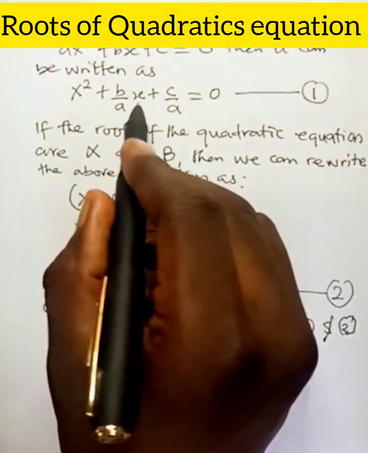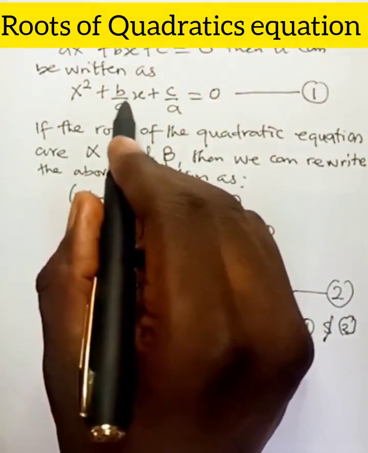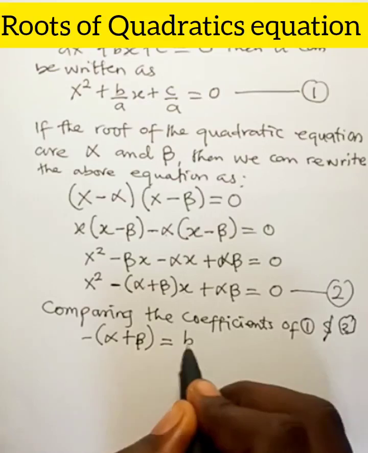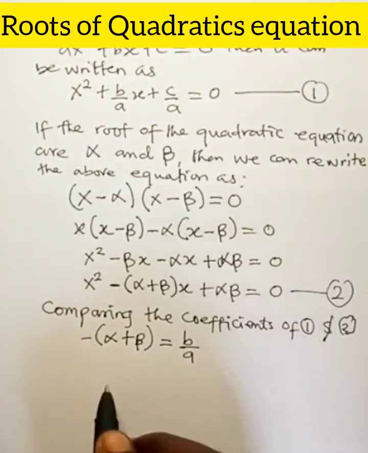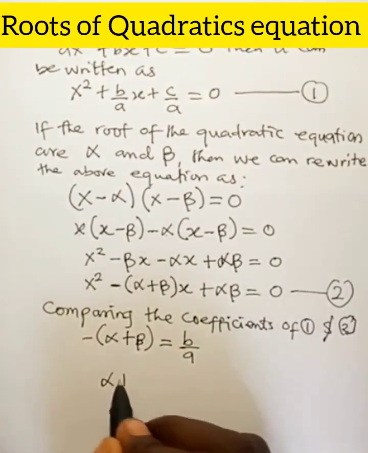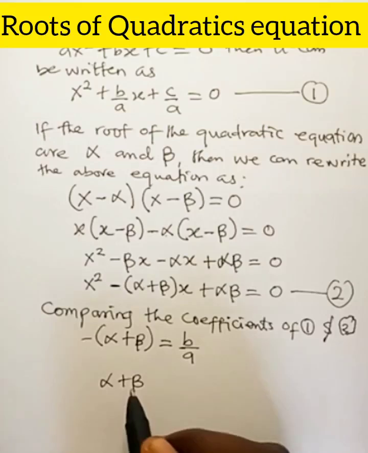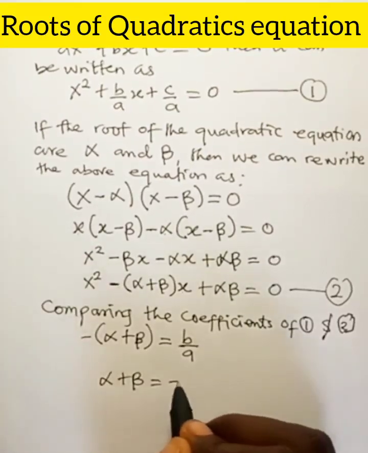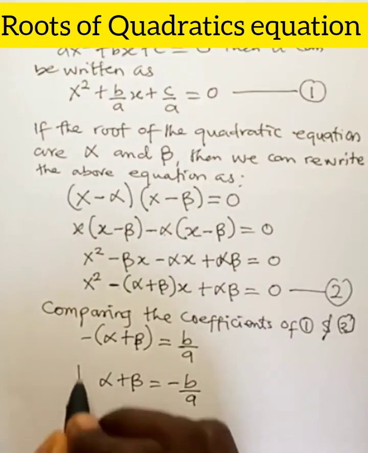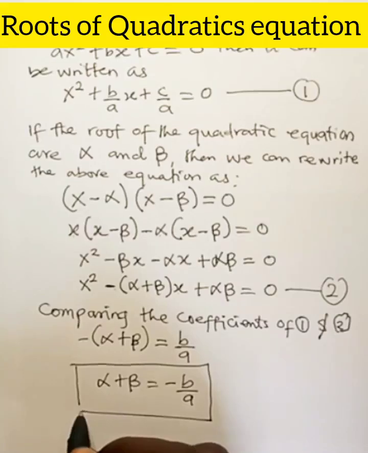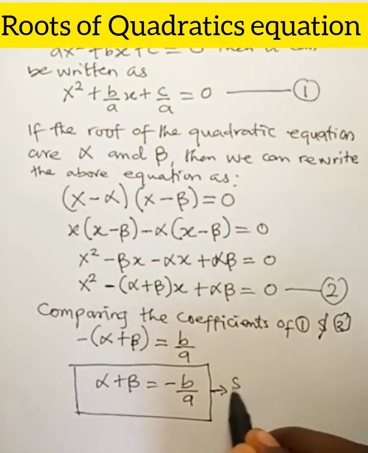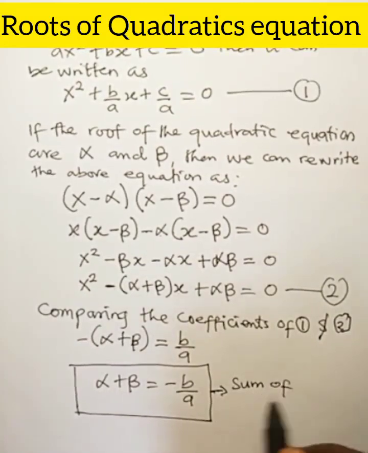Then the coefficient of x here is b over a, which is equal to b over a. Then if I remove this negative and move it here, I'm going to have alpha plus beta equal to minus b over a. So this is what we call sum of root.